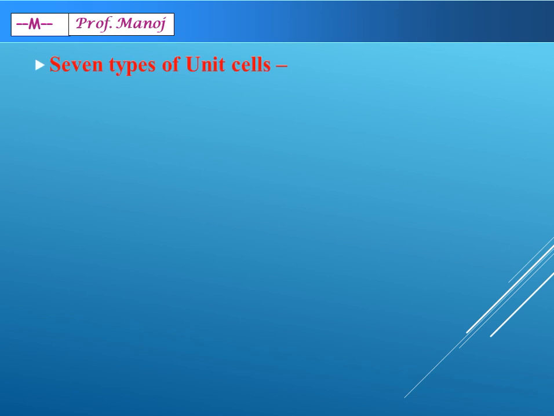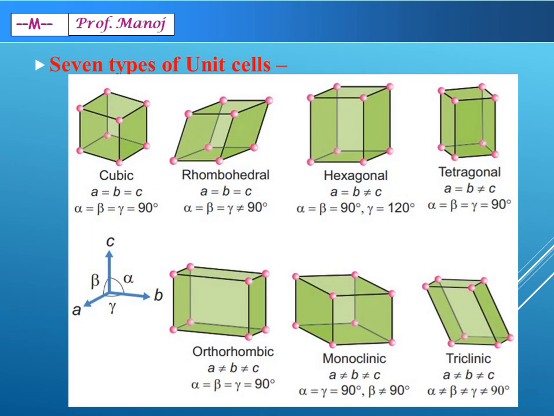These seven types of unit cells have been further classified as cubic, rhombohedral, hexagonal, tetragonal, orthorhombic, monoclinic, and triclinic. So the seven systems you can see are cubic, rhombohedral, hexagonal, tetragonal, orthorhombic, monoclinic, and triclinic. We have summarized here the edge lengths a, b, c and angles alpha, beta, gamma, but we will see this in greater detail.